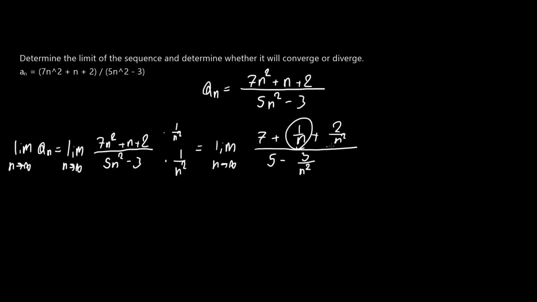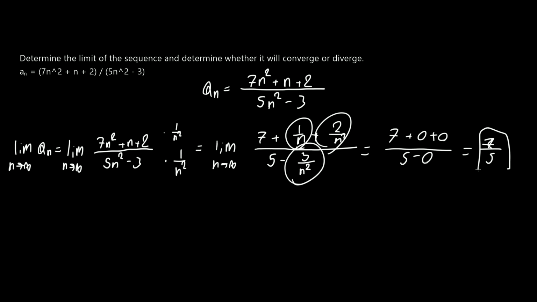So notice how these three fractions here have the variable with the highest degree on the bottom. And as we've seen many times, whenever this happens, we can just mark them as zeros because they become insignificant as n becomes really big. So then this would end up turning into 7 plus 0 divided by 5 minus 0, which again is just 7 over 5, which is the same answer we get if we do it the long way.